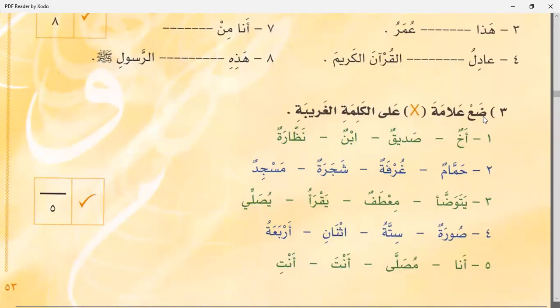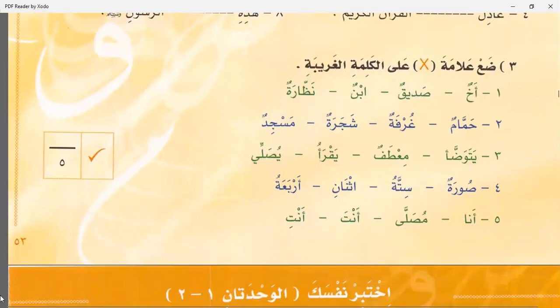Da alamat al-khatiya al-kalimat al-ghariba. Put a cross mark on the different word, strange word. So we have Akh, Sadiq, Ibn Nazara. These first three words are for human beings. But Nazara is a material thing. So Nazara is a Ghareeb word here. So you'll put a cross mark on Ghareeb, Nazara.